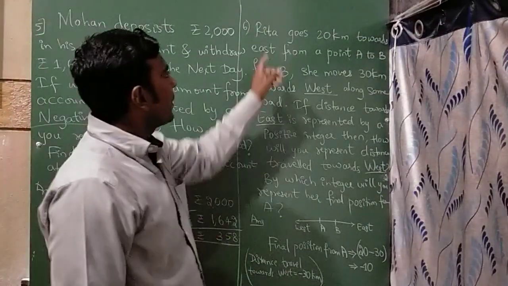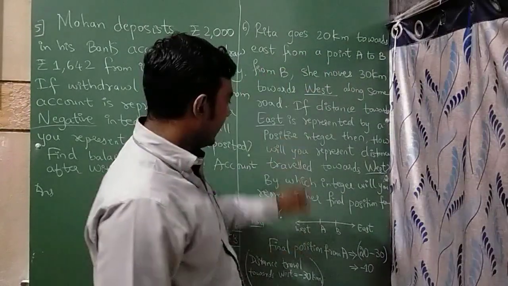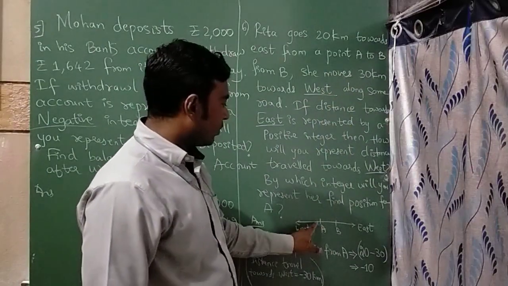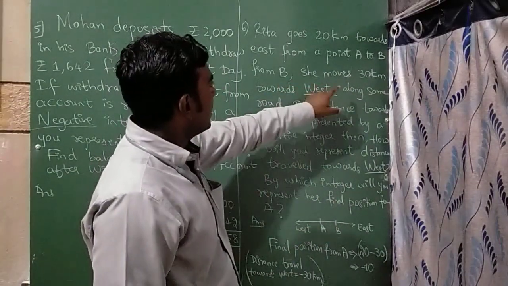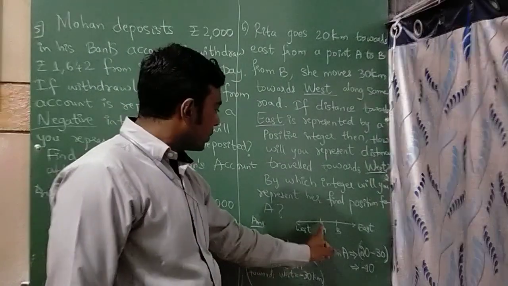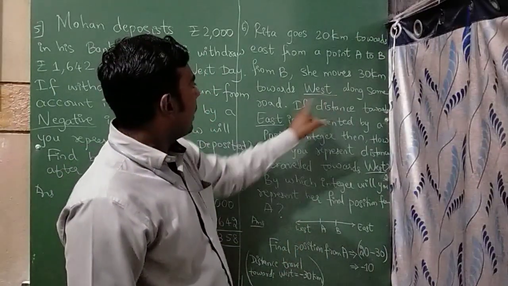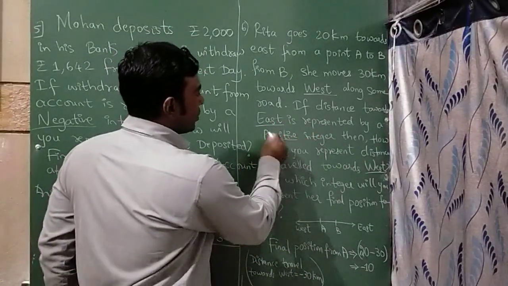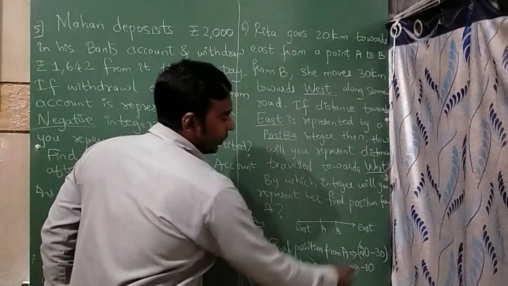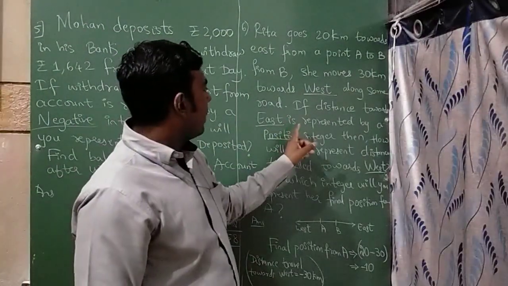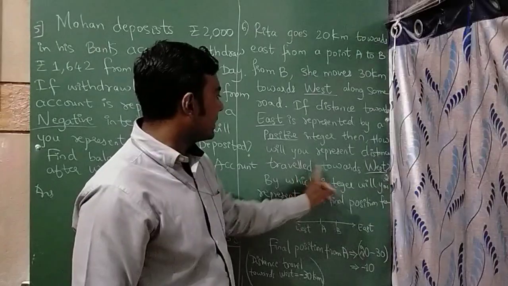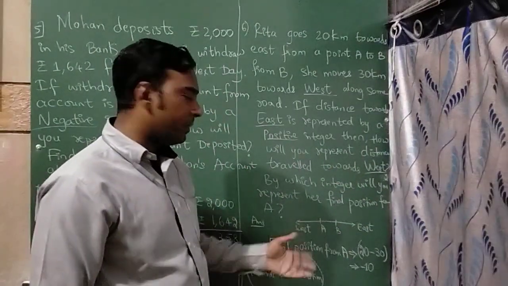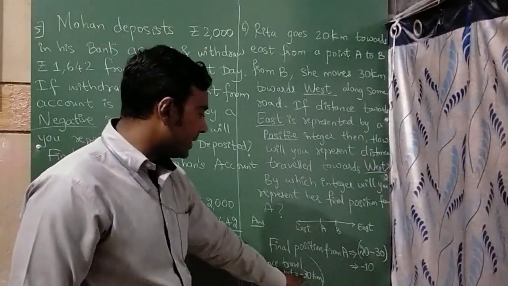So sixth question is, Rita goes 20 kilometers towards the east. So this is the east. So from here 20 kilometers from point A to B. She moves 30 kilometers towards the west. So 30 kilometers towards the west along the same road. If the distance towards the east is represented by positive, so east is taken as a positive, so I have written 20 as a positive. Fine. Now how will you represent distance traveled towards the west? If east is positive, then west will become negative. So distance traveled towards west is negative.